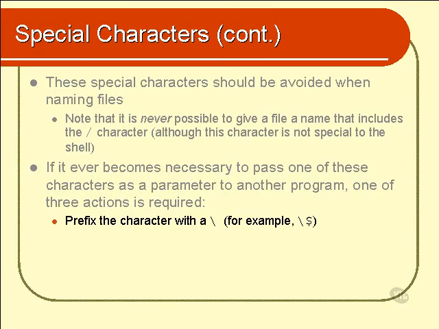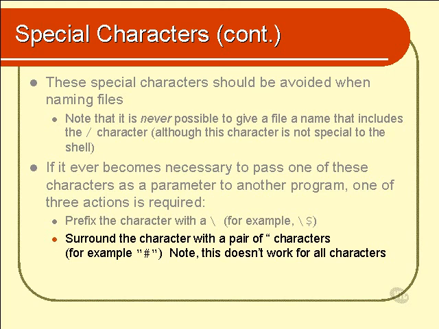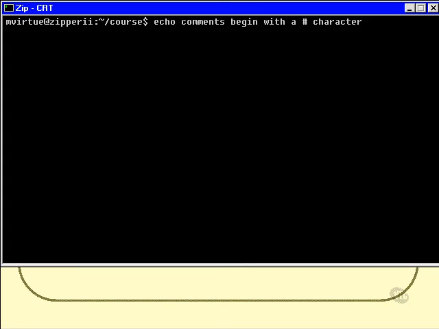The second way to remove the specialness of a character is to surround the character with a pair of double quotes, or rabbit ears, or whatever you want to call them. And you should note that this actually doesn't work for all of the characters. In fact, it doesn't work for the $, but it does work for just about all the others. Let me show you an example.